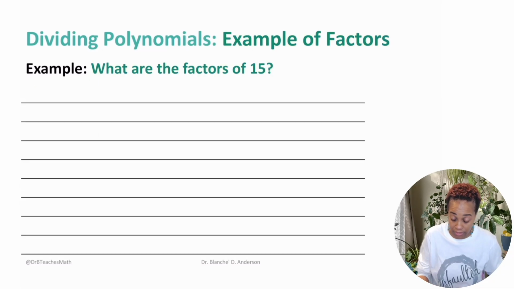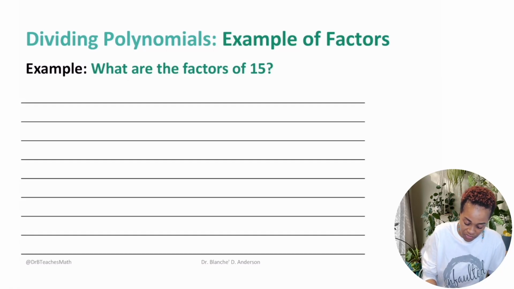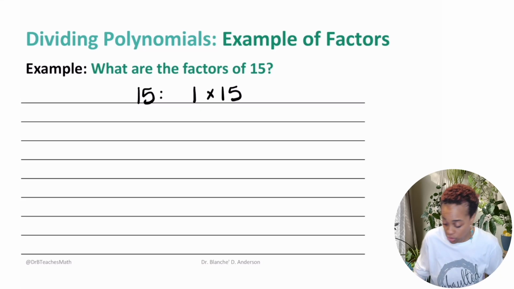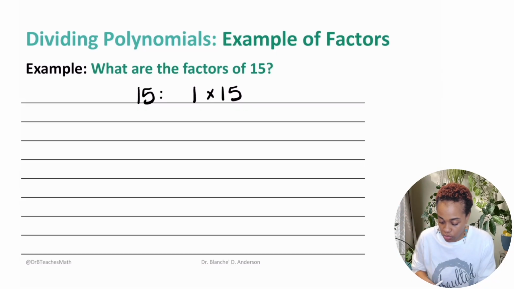Look at 15. Now this is an odd number. With 15, what numbers do you multiply together to get 15? Well, 1 times 15, right? And I'll even write it like multiplication. What about 2? Does 15 divide by 2 evenly? If you take your calculator and you say 15 divided by 2, you're going to get 7.5. So that means it doesn't divide evenly, because that 0.5 tells you there's a remainder. So 2 is not a factor.